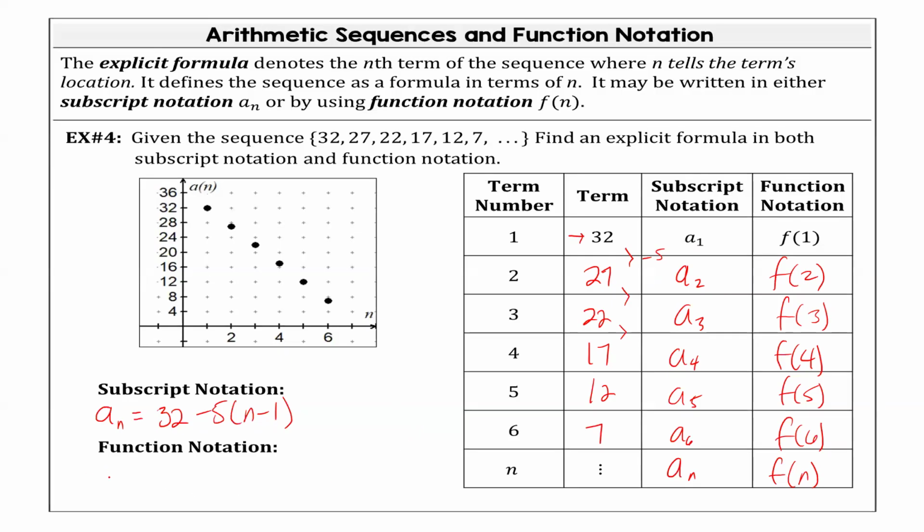Okay. So what would be the function notation? What would be my f of n? Negative 5n plus 37. And again, if you don't like the negative leading, you can also write it as 37 minus 5n.